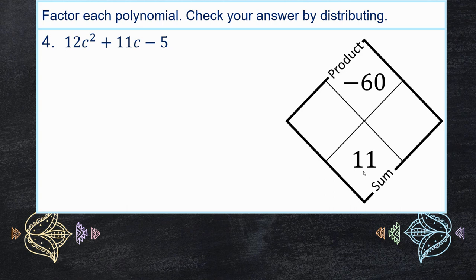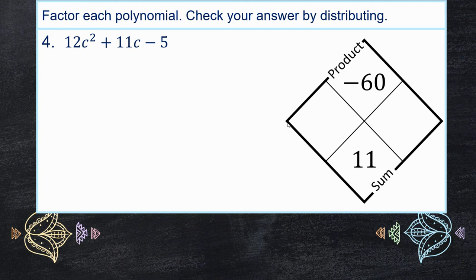So for negative 60, I know that to multiply to a negative, I have to have a positive and a negative. So the two numbers that will be here will have opposite signs. So really I'm thinking about what's the difference between their two absolute values.